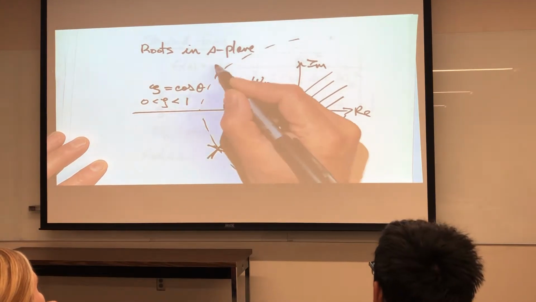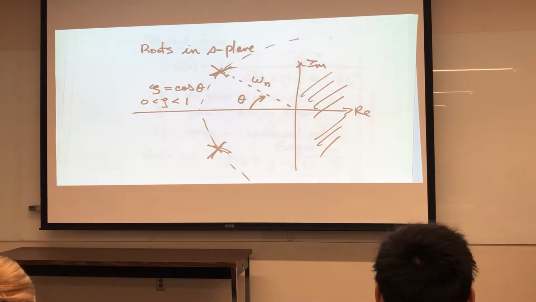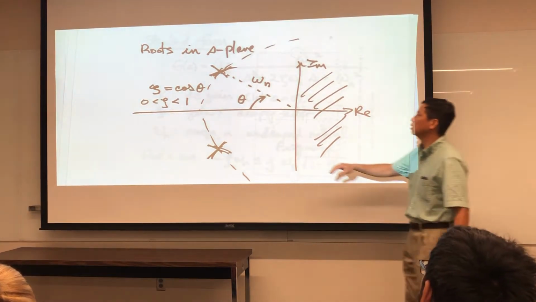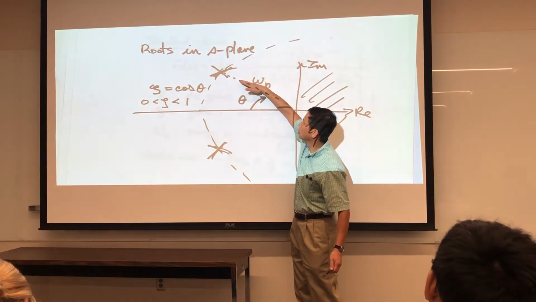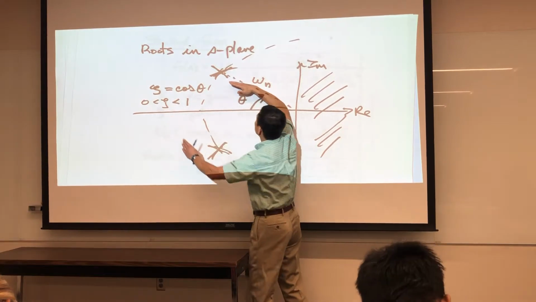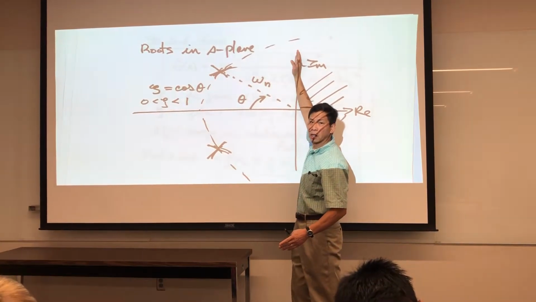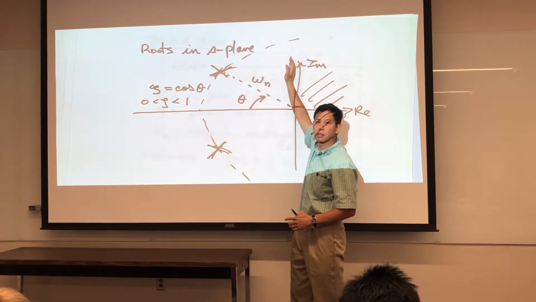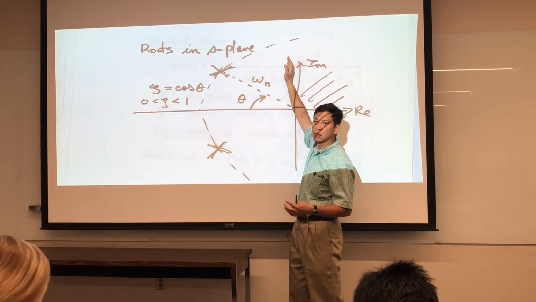Okay, so here are two x marks. So that's the interpretation of zeta and omega n. One is called the damping ratio, and one is called the undamped natural frequency. It's called the undamped natural frequency because if the damping is 0, then the x marks are both right here on the imaginary axis, and we get a purely sinusoidal response. Undamped, meaning the damping is 0, that's the natural frequency.